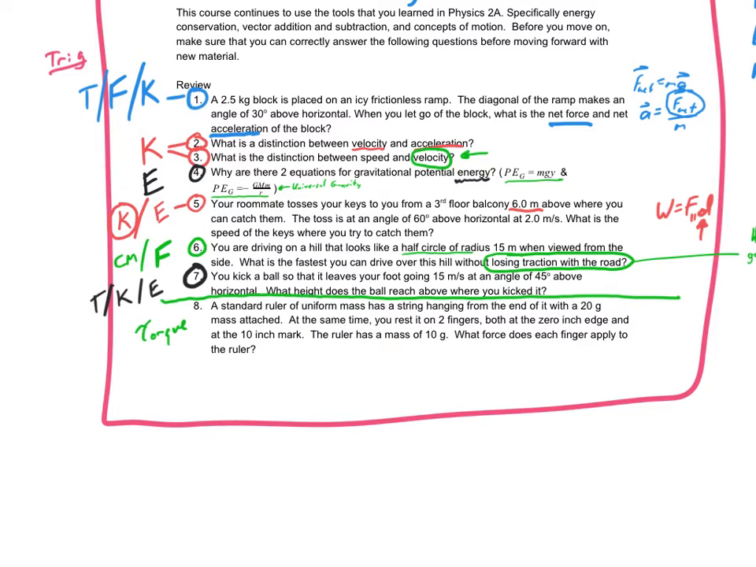Because at the top of the motion, it's still moving horizontally. But it's not moving vertically. That's how you know about its motion at the top. It's at the top of its motion, still moving horizontally. Okay.